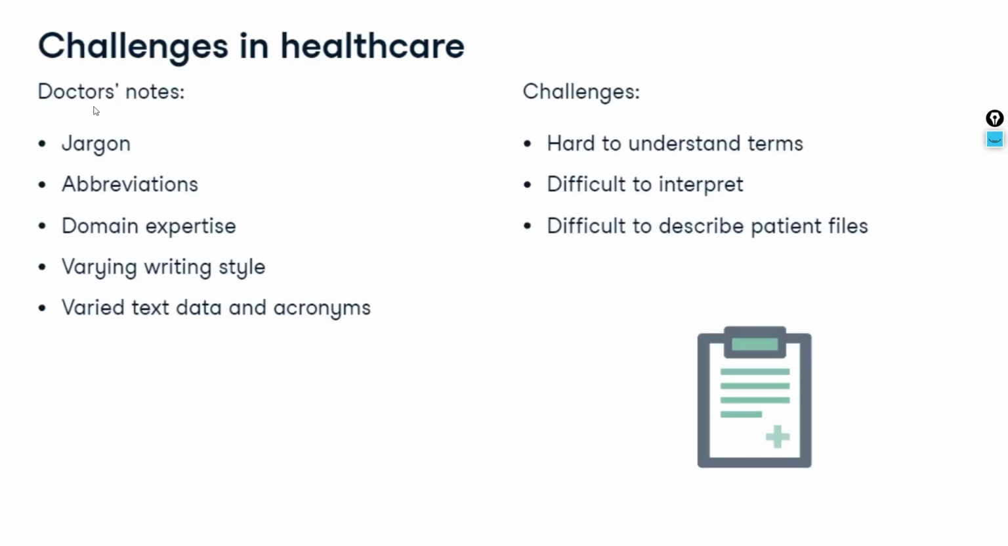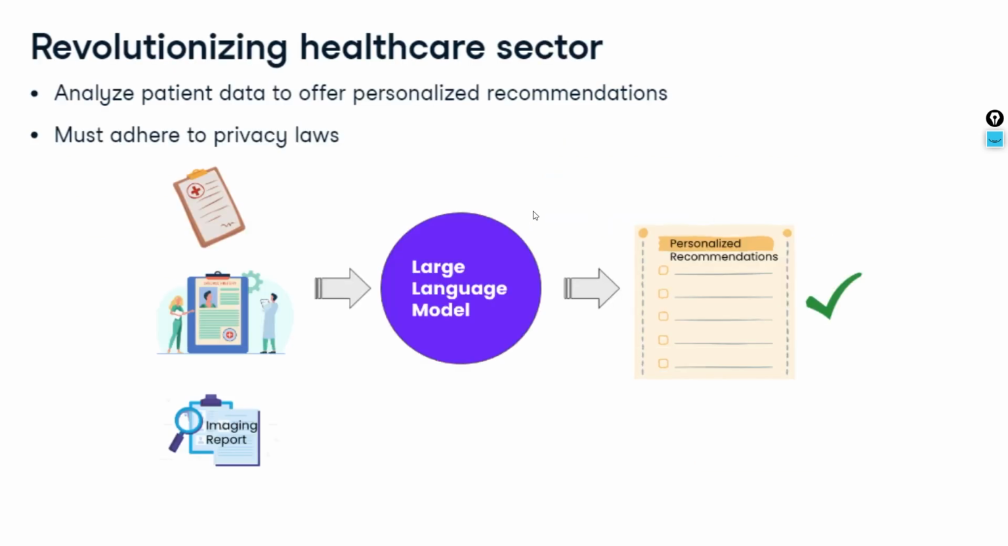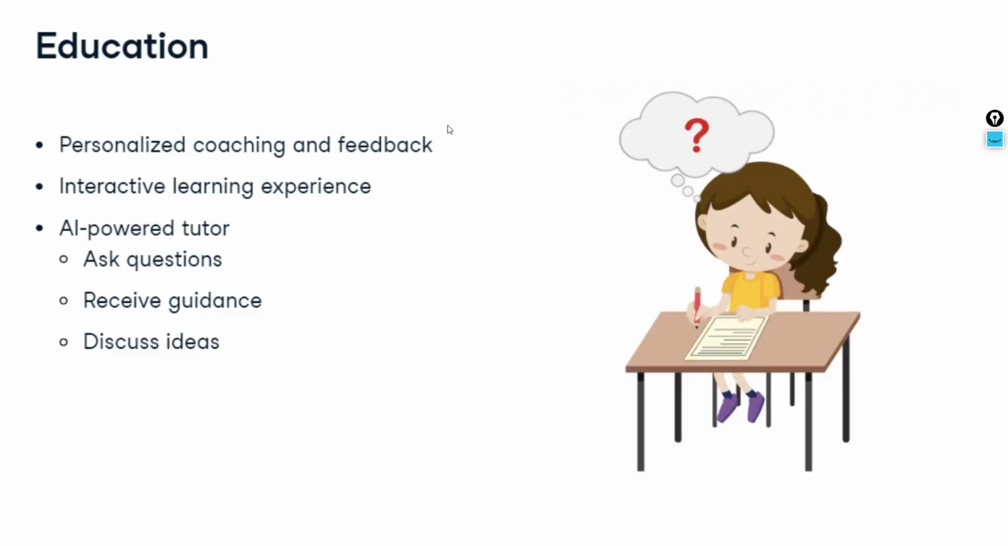In healthcare, for example, we have doctor notes with different jargon. Whatever keywords the doctor writes, we may not be able to understand properly, or there are abbreviations. It has some domain expertise, and of course each doctor has a different writing style. There are a lot of challenges, and we can solve these challenges by integrating the LLM. Based on this, I can have features integrated with our applications, like personalized recommendations. This is how we can integrate the LLM in our websites, Android apps, or whatever applications you're building.